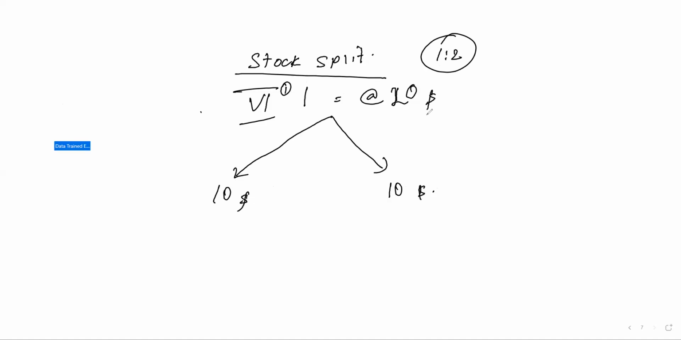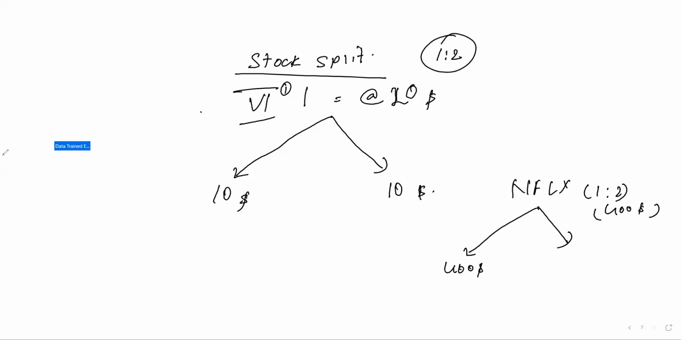Let's say you have shares of Netflix and Netflix shares are traded at $400. When Netflix announces a 1:2 stock split, each share will be worth $200 after the implementation of the split.